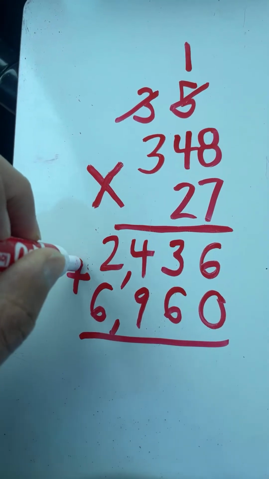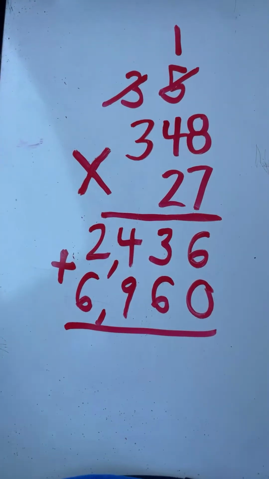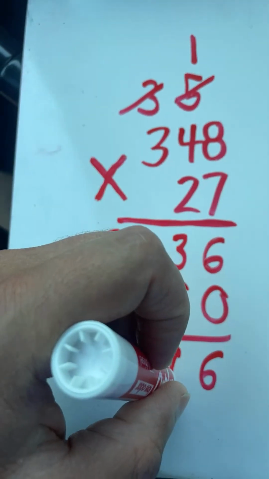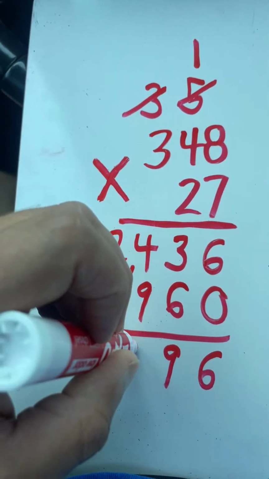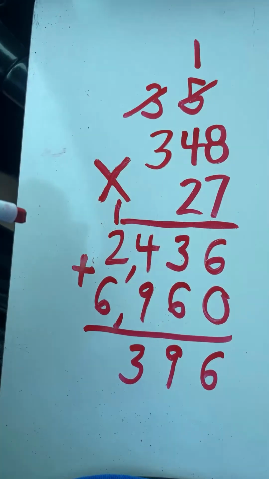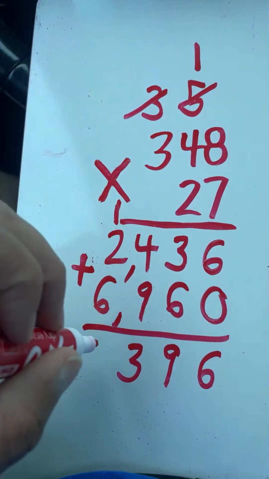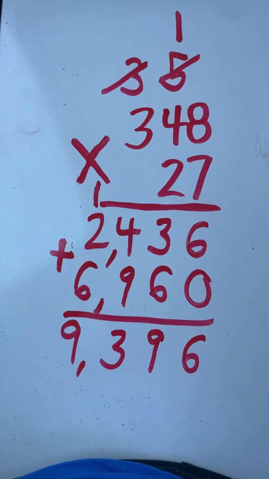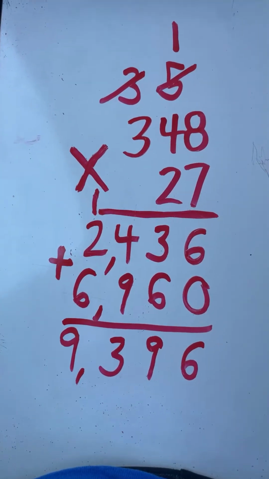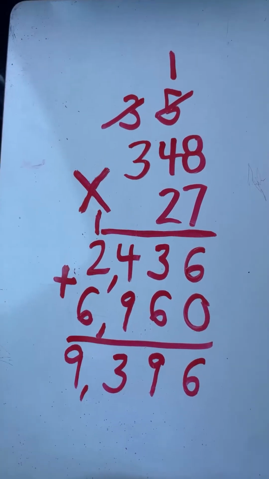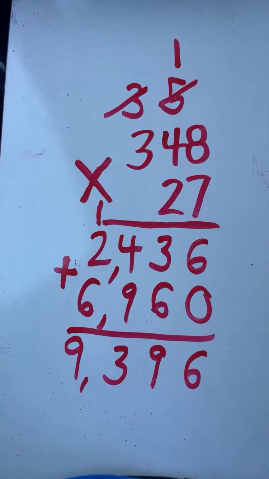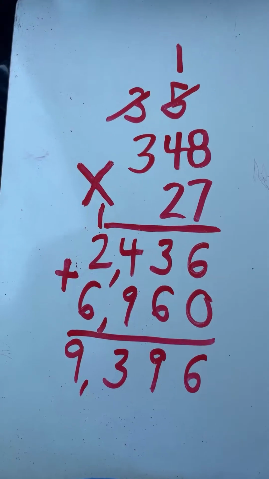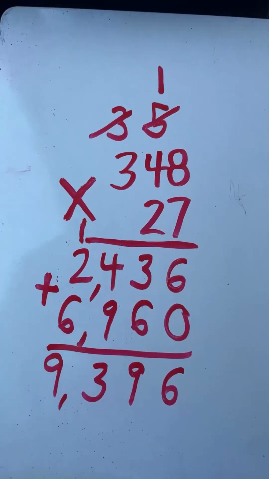So now to get our final answer, we have to add these two numbers together. 6 plus 0 equals 6. 3 plus 6 equals 9. 4 plus 9 equals 13. 3, carry the 1. 2 plus 6 equals 8. Plus 1 equals 9. And we have our final answer. 348 times 27 equals 9,396. 9,396 is our final answer.